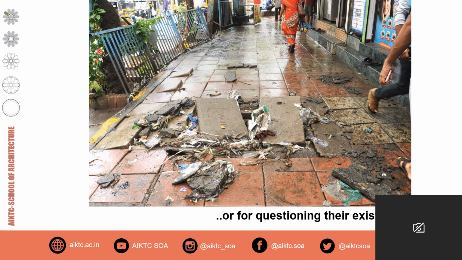There's a compound wall or a fencing sort of thing which has been given for the pavements so that vehicles do not enter onto the pavements. And we can see that the condition of that fencing also is very poor. It's broken down and bending down onto the trees on the side of the pavement, leaving no space for the people to walk on this pavement. So footpaths are for questioning their existence.